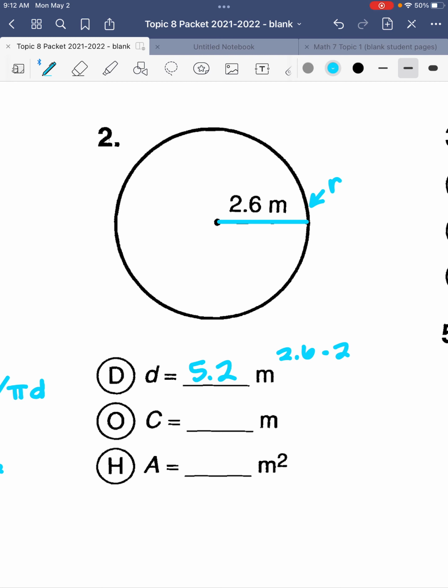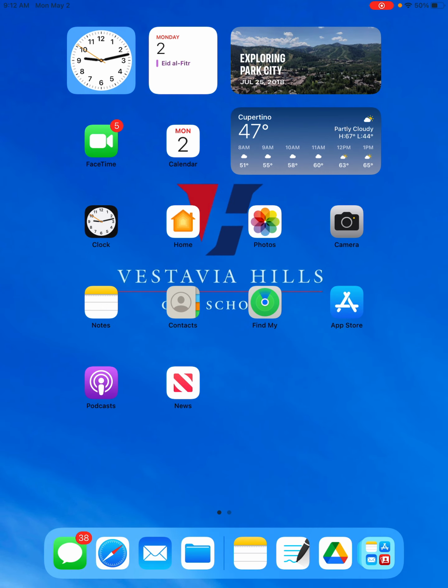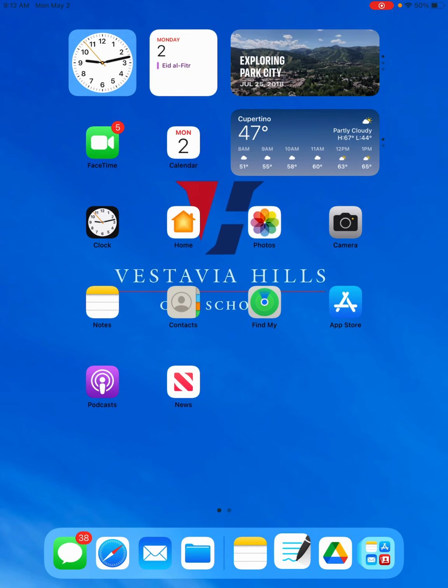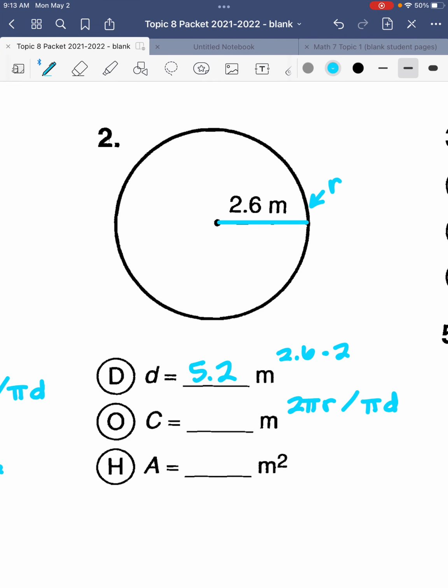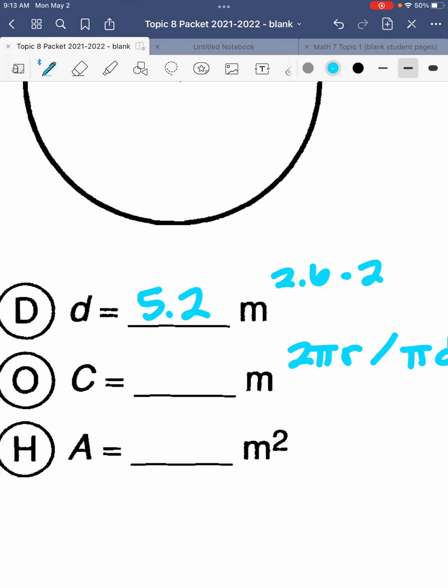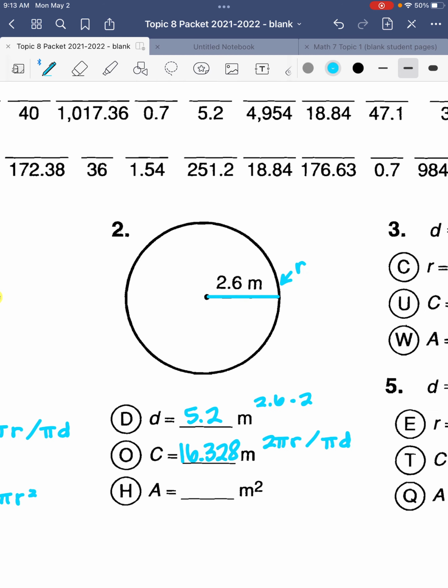Okay, now my circumference. It doesn't matter what formula I use. I can use 2 times pi times the radius, or I can use pi times the diameter. Both will give me the exact same answer. So let's go with 2 times pi times the radius. The radius, remember, was 2.6. Okay, so we have 2 times 3.14 times 2.6. And I get 16.328. So because I don't have really enough room to write that, let's see, 16.328. We got it in.